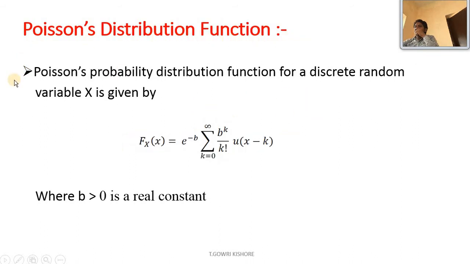Poisson distribution function. The Poisson distribution function for a discrete random variable x is given by F_X(x) equal to e^(-b) summation k equal to 0 to infinity b^k by k factorial into u(x minus k), where b greater than 0 is a real constant. So this formula represents the Poisson distribution function.